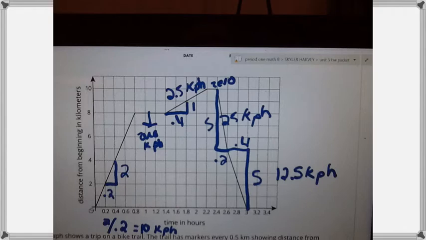And also make sure that you have, for each of these different parts, remember this is called a piecewise function. For each of these different pieces of this function, please make sure that you show your slope triangle and the labels on your slope triangle that you use to find the speeds in kilometers per hour.